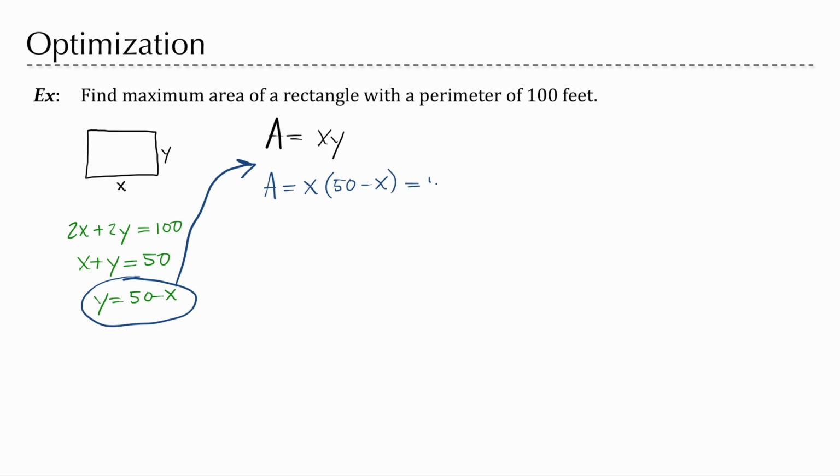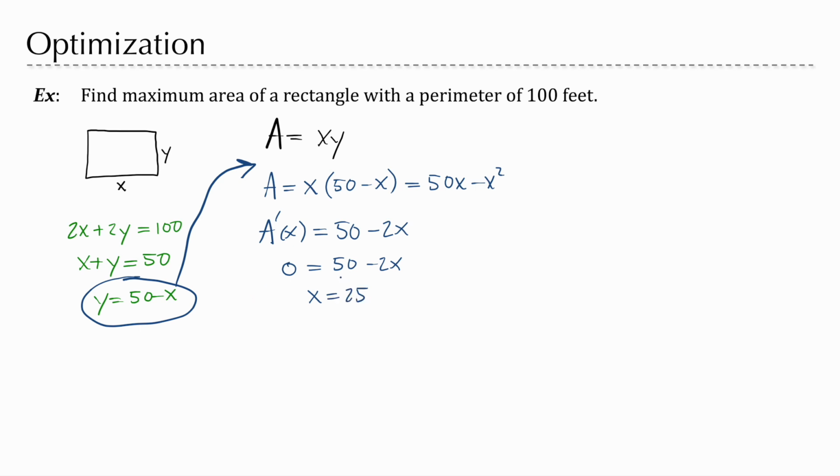And of course, distributing gives me 50x minus x squared. So now that I have my primary equation in one variable, we can find the derivative and solve for 0. So the derivative in terms of x is going to be 50 minus 2x, and when you set that equal to 0 and solve, we're going to get a value of x equals 25.